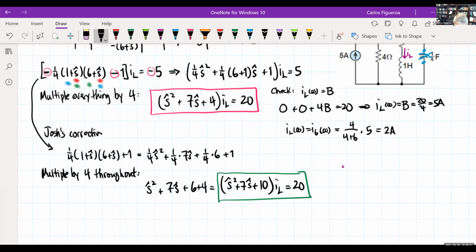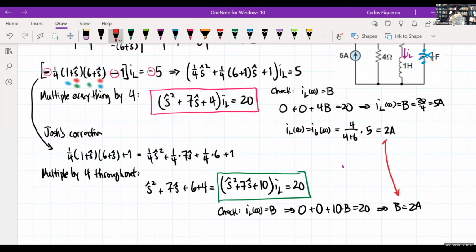So now if I do my check, you can see here that IL of infinity, which is B, tells us that I get 0 plus 0 plus 10B equal to 20, which then gives us that B is equal to 2 amps. And you can see here that these two match. And because they match, that means that equation is correct. And so that means that this guy is not correct.